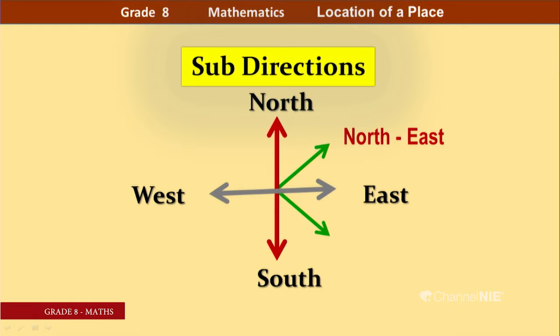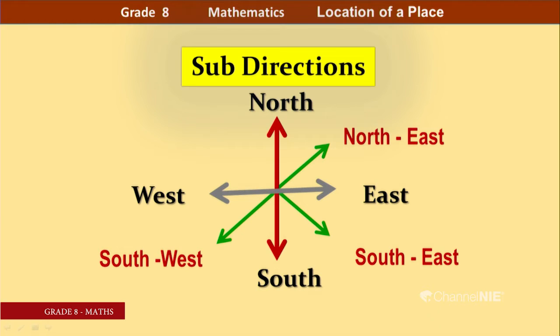Next subdirection is in between east and south. The priority is given to south direction. So, we call it southeast. Then the subdirection between south and west, priority is given to south, we call it southwest. Finally, the subdirection between north and west, priority is given to north, so it is called northwest. So, main directions are north, east, south, west, and subdirections are northeast, southeast, southwest, northwest.